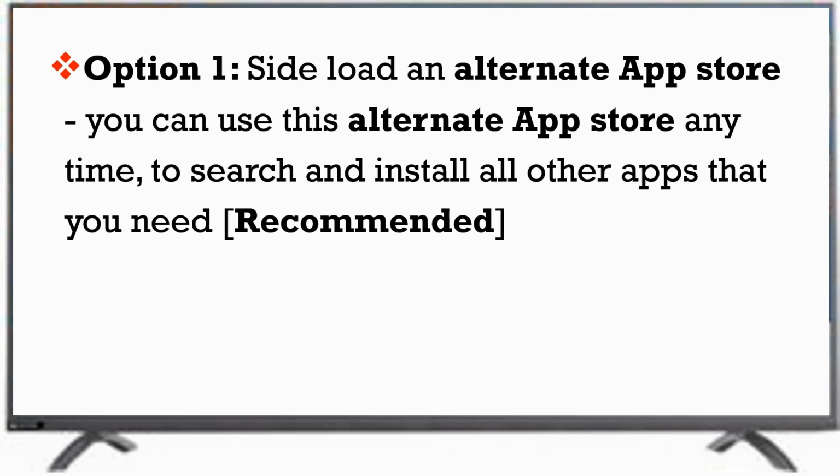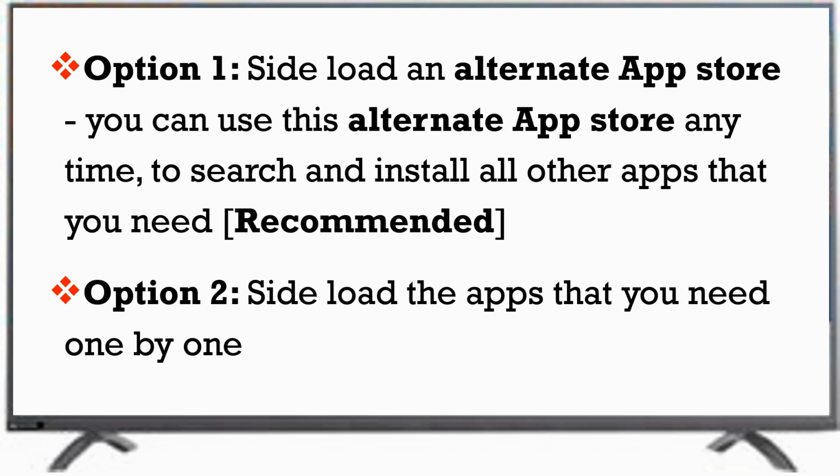We have two options. Option 1, sideload an alternate app store and use this app store to search and install all other apps that you need. This option is the recommended one, and we will see it in detail in this video. Option 2, sideload the apps that you need directly one by one, without using any alternate app stores.